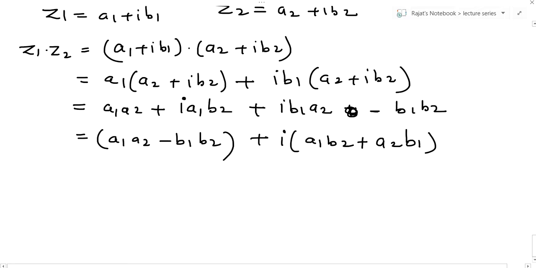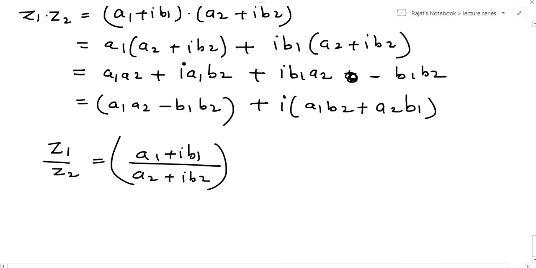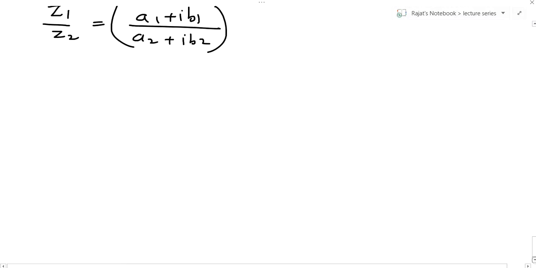So we follow the same method: you multiply each component with the individual components. And as far as division is concerned, z1 by z2 will be given by a1 plus i b1 upon a2 plus i b2. So this is the basic idea of multiplication, addition, subtraction.